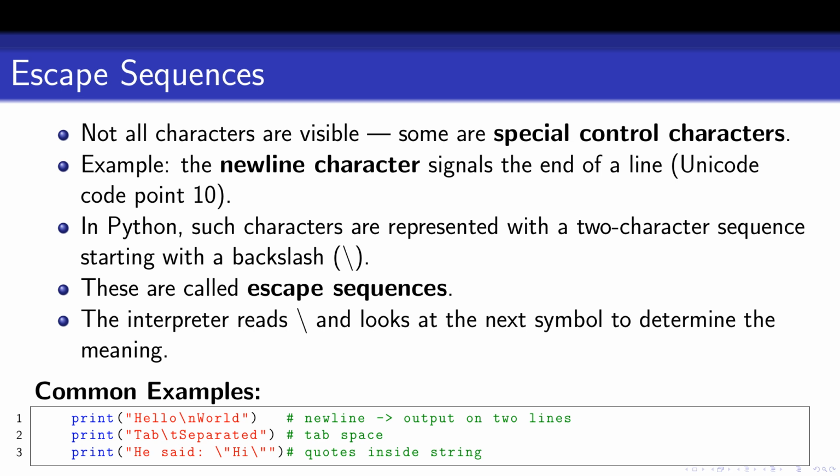For example, a newline moves output to the next line, a tab adds spacing, and \" allows quotation marks to appear inside a string. Python reads the backslash and interprets the next symbol to determine the meaning. These sequences are essential for formatting output neatly and for working with text data that requires invisible or structural characters, like file paths or structured text files.